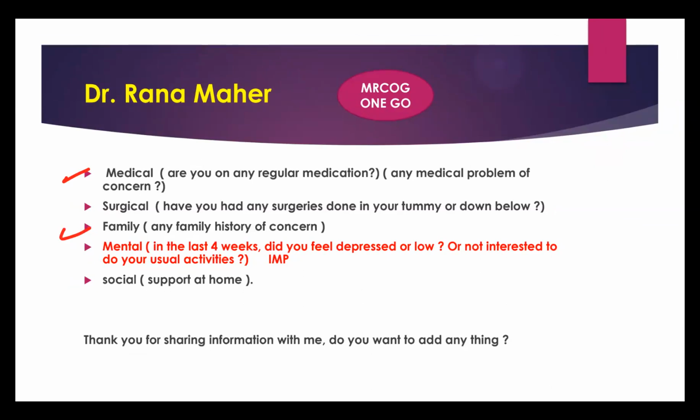I will ask her about any family history of concern, especially for the same condition. Why? Because by the end of this presentation, we're going to say there is a risk of the same condition in the family. So if the patient has intrahepatic cholestasis, for example, her sister will be at risk. Okay, so there is a family risk for this condition. So I'm going to ask if she has any family history of concern, especially for the same condition.